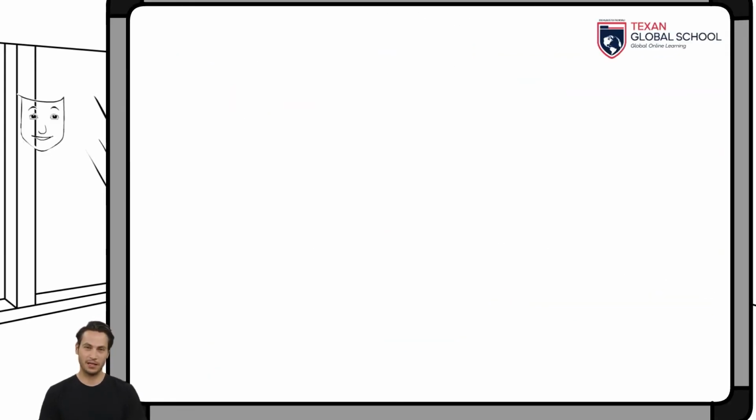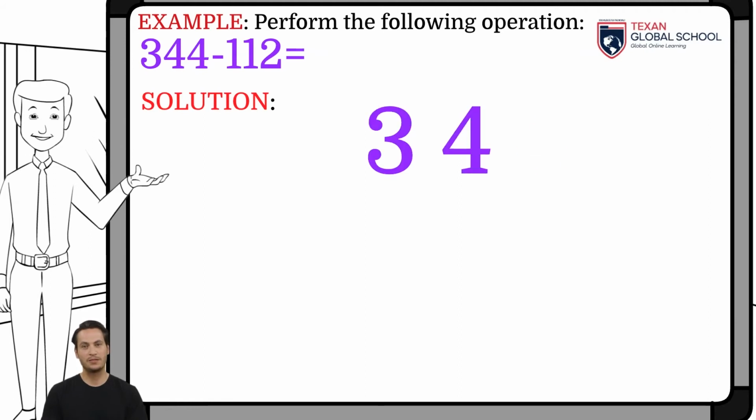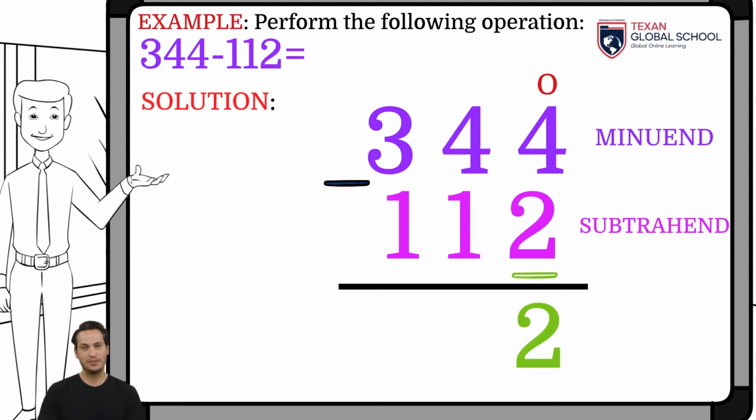In the following example, we will perform the operation of 344 minus 112. First, place the minuend on top of the subtrahend and draw the line below the subtrahend to perform the operation. Now, subtract the ones from the minuend and place the result below the line in the same column as the ones. So, 4 minus 2 is 2.